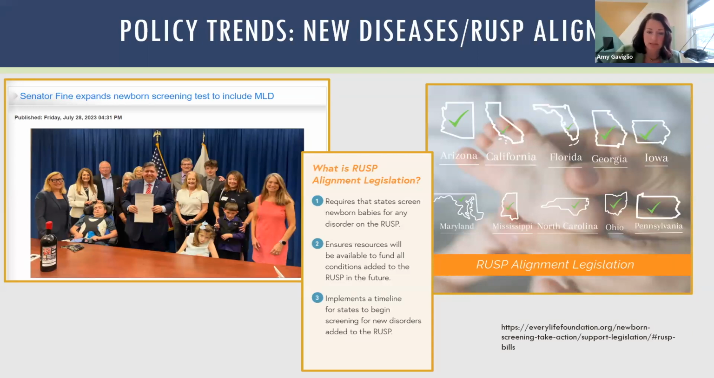Usually these diseases are those that are either going through the RUSP process or are not going through the RUSP process. And so they're kind of going directly to the state and working on implementation in that way. So the picture on the left shows the signing of a law recently requiring the state of Illinois to screen for a disease known as metachromatic leukodystrophy. This is a disease not yet on the RUSP, but does have very promising treatment in the pipeline.